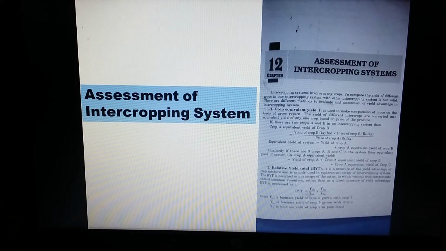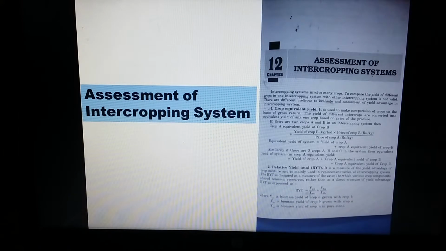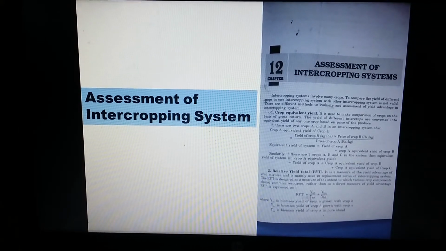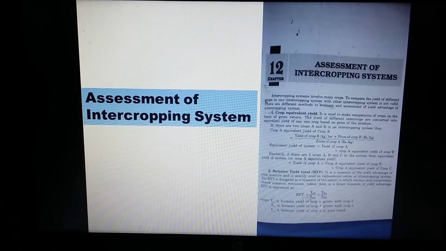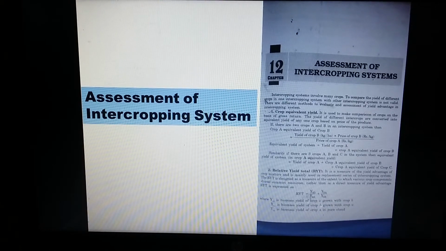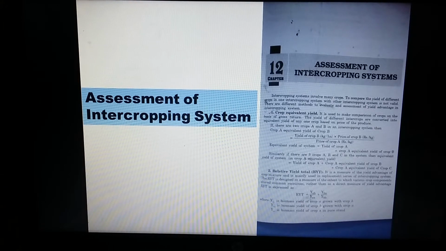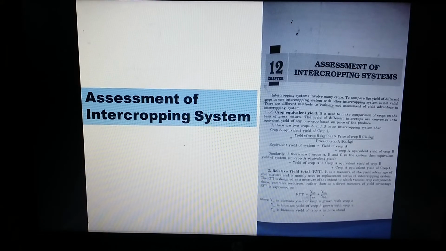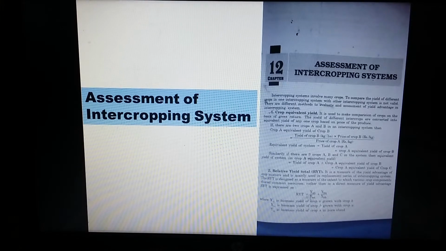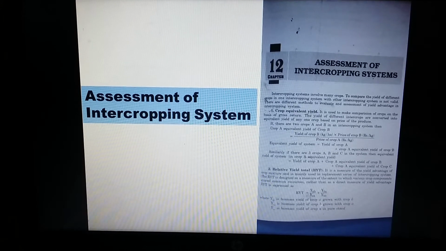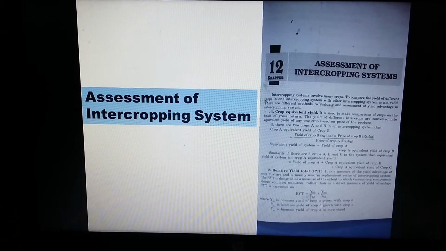The yields of different intercrops are converted into the equivalent yield of any one crop based on the price of the produce. Suppose there are two crops in an intercropping system, crop A and crop B. The crop A equivalent yield of crop B is equal to the yield of crop B, that means kg per hectare, into the price of crop B, that means rupees per kg, divided by the price of crop A, that is rupees per kg.